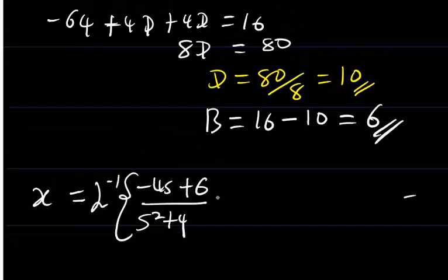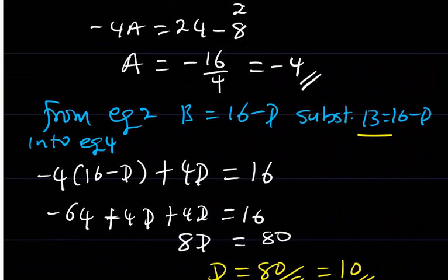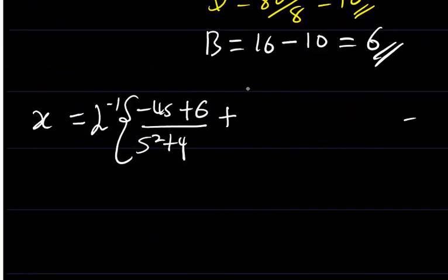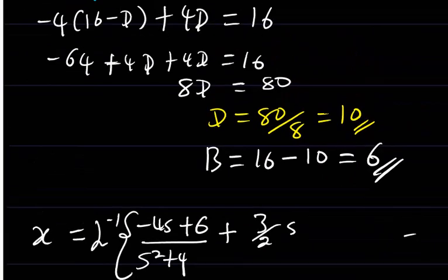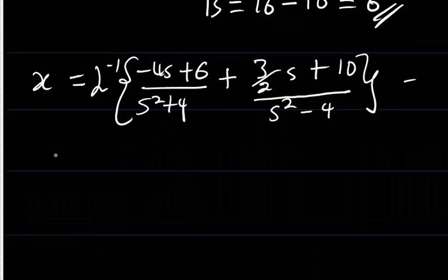Then plus CS plus D. What's my C? C is 3 over 2. So 3 over 2 S plus D, which is 10, then divided by S squared minus 4. To conclude this, we have to find the inverse Laplace transform of this.